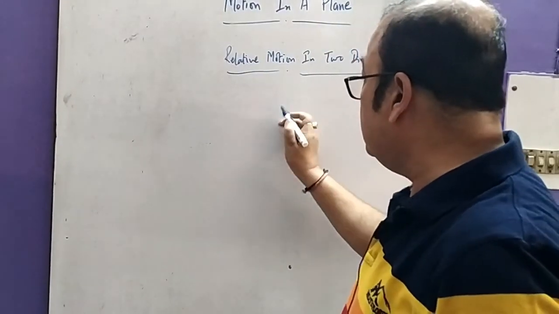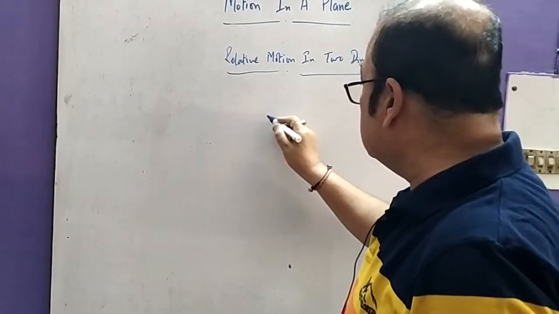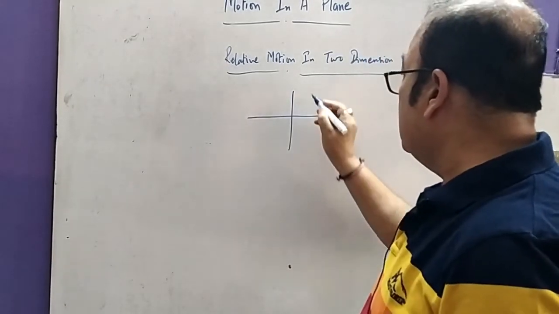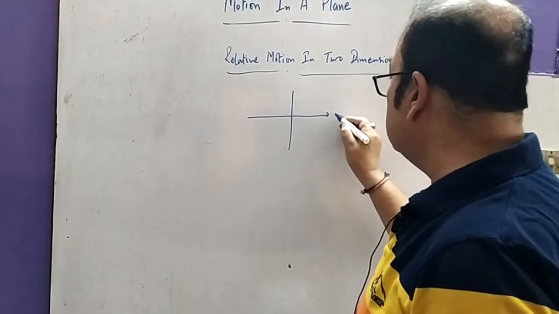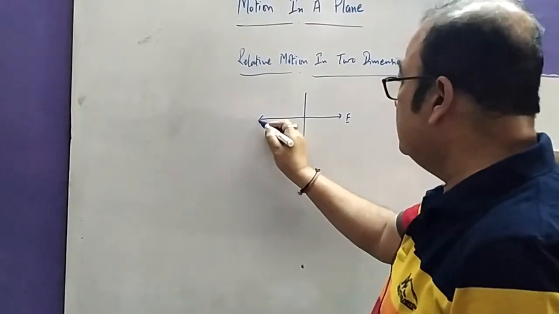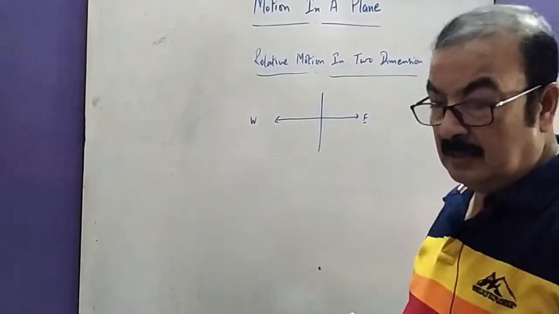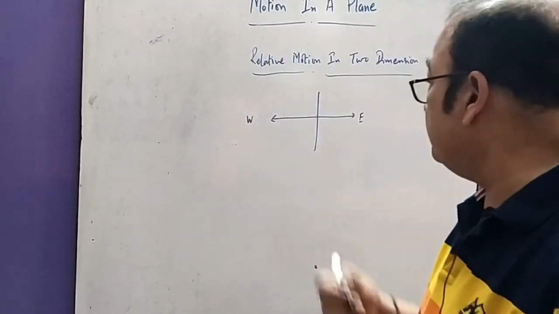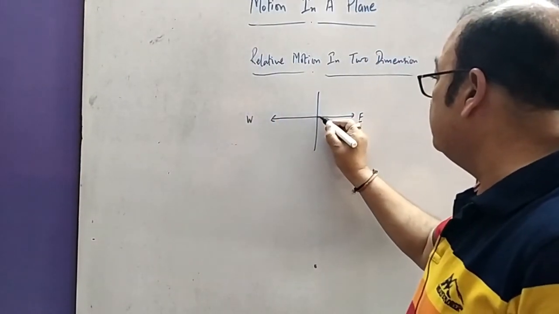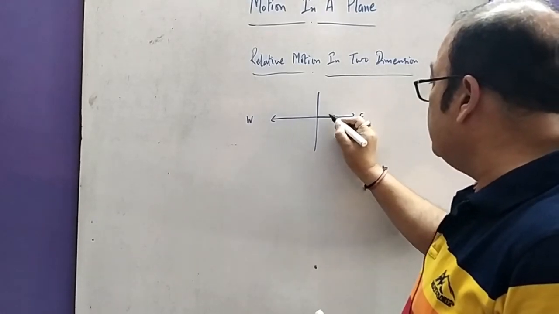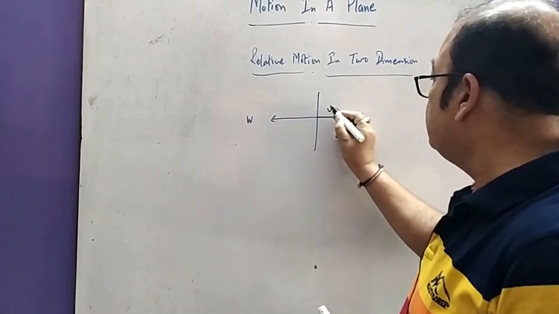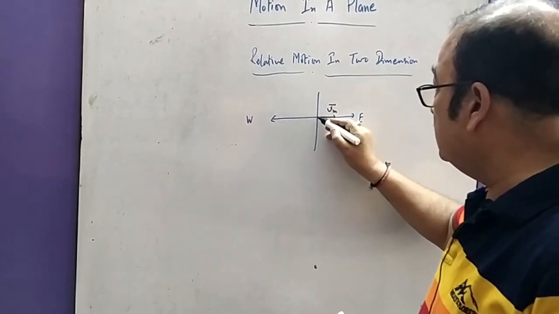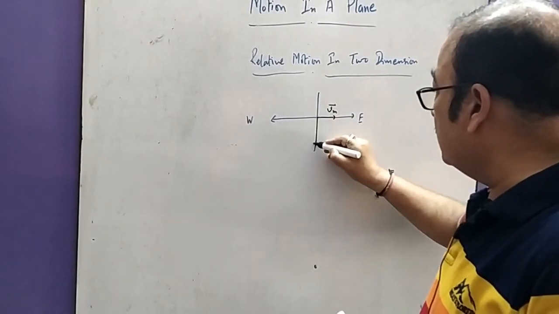Now here this is two-dimensional space, and this is the vertical plane. This is the eastern direction, this is the western direction, and I was moving initially with some velocity Vm toward east, and rainwater was falling vertically downward like this.